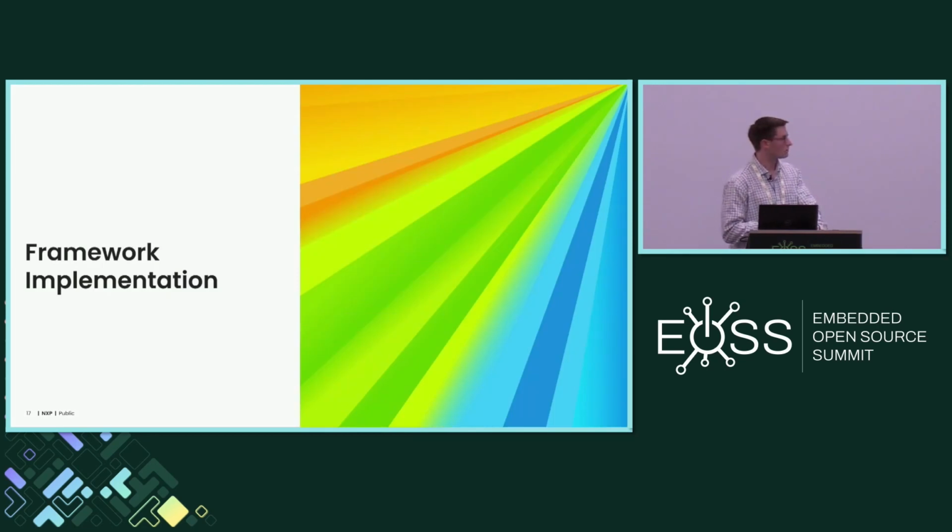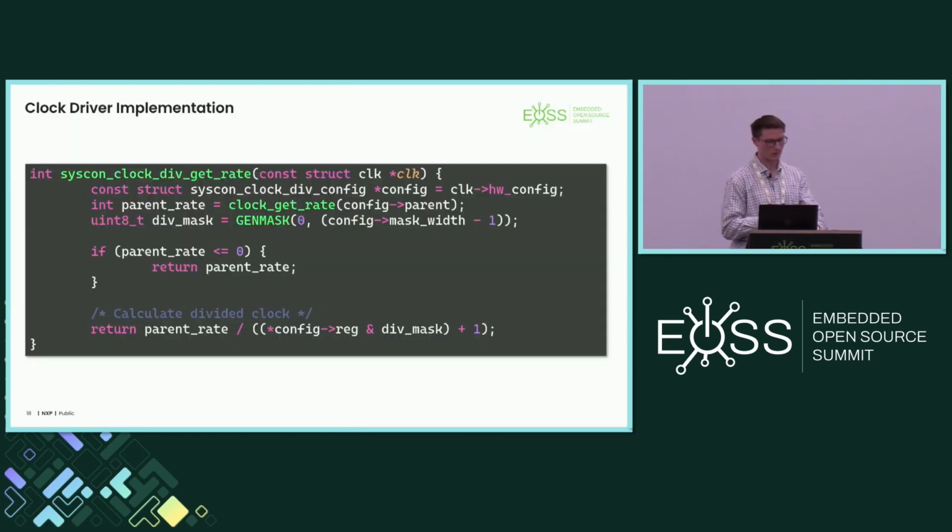So now let's look at how the framework would be implemented and what that would look like. I wanted to just quickly walk through how these nodes would be implemented to give you an idea of the implementation for one of these node drivers. So this is for a divider, and the way this works is relatively simple. It requests the rate from its parent node. It looks at the divider setting in a register, and then it divides and returns that value.